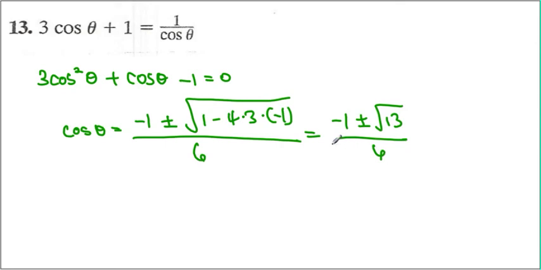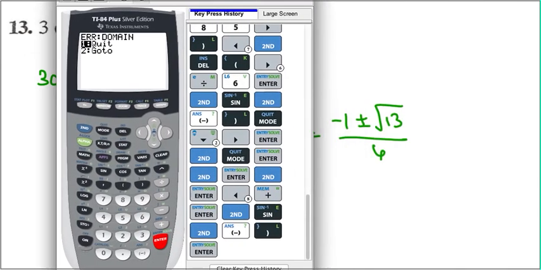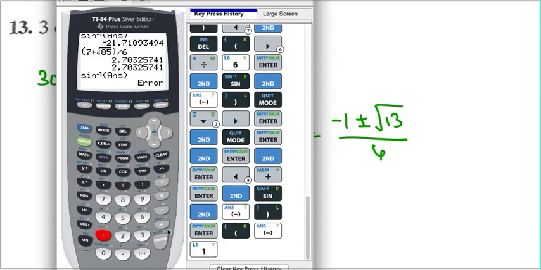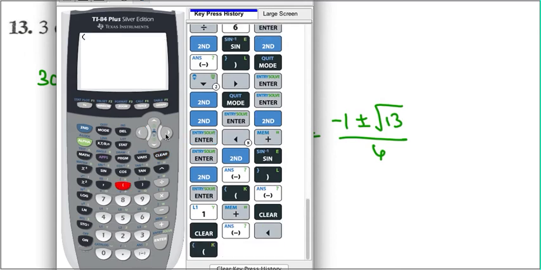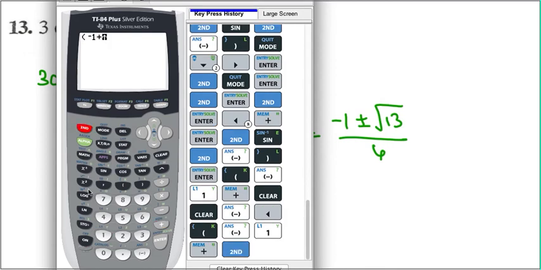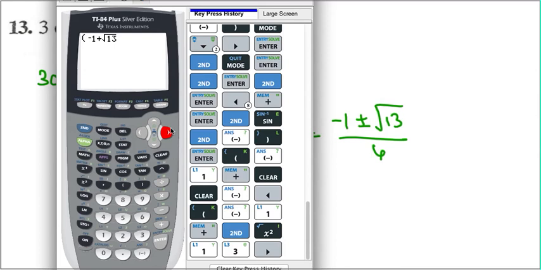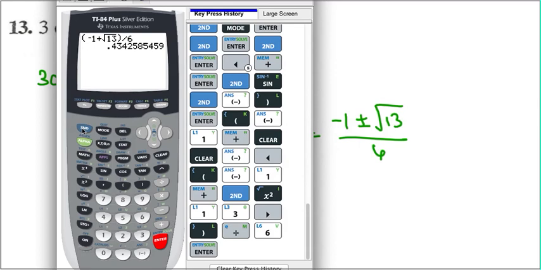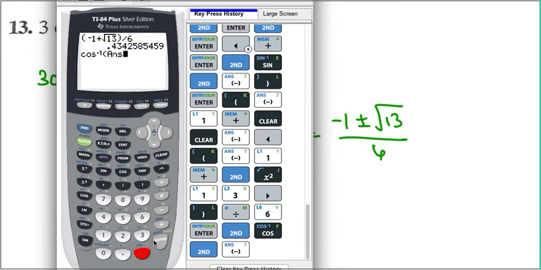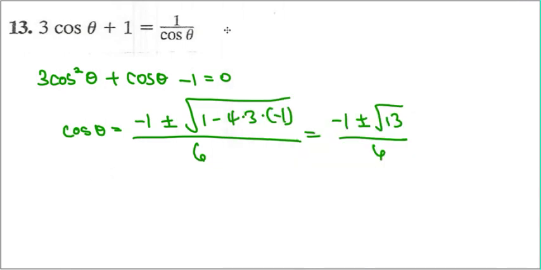Now, in this case, if you have to calculate this one, so here we have negative 1 plus, parentheses, negative 1 plus radical 13, divided by 6. That's the first value, and then you can realize we're looking at arccosine of the answer. We get 64.23 degrees. So we can write this one as 64 degrees, or if you have to be in the fourth quadrant, this will be 296 degrees.